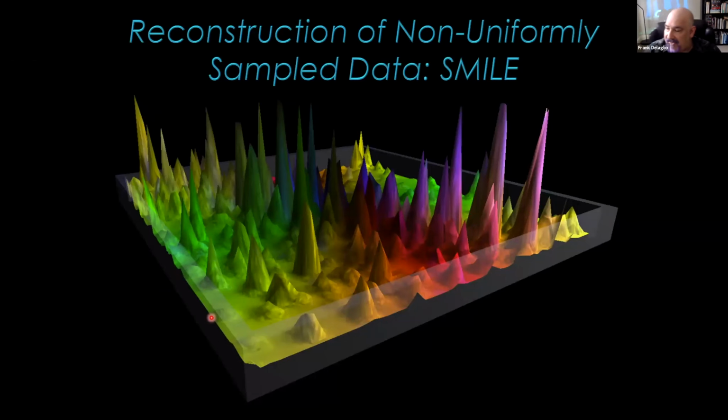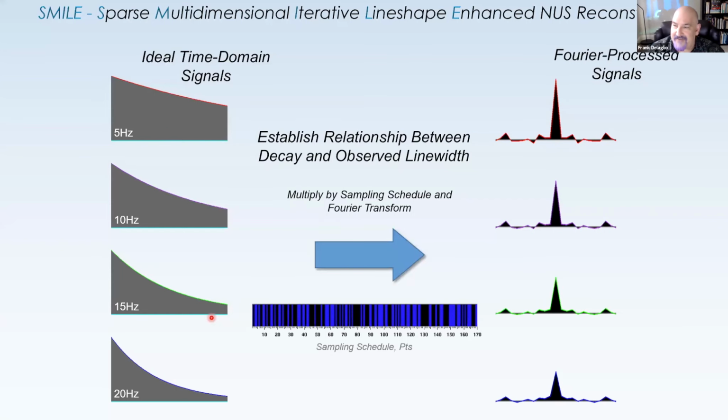Now, the alternative method that we'll talk about today is a parametric method called SMILE, and this was developed by Jin-Fei Ying in Ad Bax's group. And SMILE starts by generating a series of ideal time domain signals at the same resolution as the original measured data. And whatever sampling schedule was used on the original data is used to resample these ideal signals. And then they are Fourier transformed in the same way that the experimental data is.